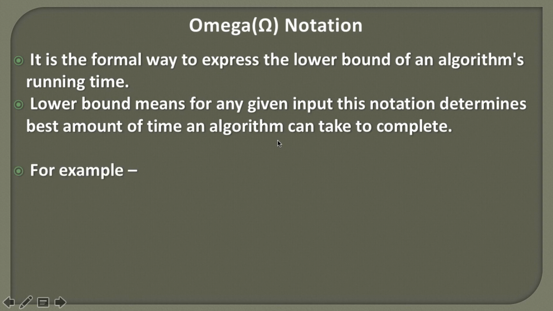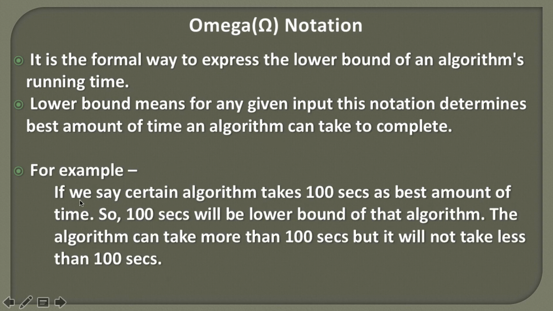So what do we mean by best case? Let's say we have written a certain algorithm and we say that the algorithm takes 100 seconds as the best amount of time. What we mean by that is that 100 seconds will be the lower bound of that algorithm, and the algorithm can take more than 100 seconds to complete, but it will not take less than 100 seconds. So the best case analysis takes the lower time and tells us that a particular algorithm will take a minimum of, let's say, 100 seconds, but will not take less than 100 seconds. It can take more than 100 seconds, but as the lower bound is 100 seconds, it will be the best case for that algorithm.